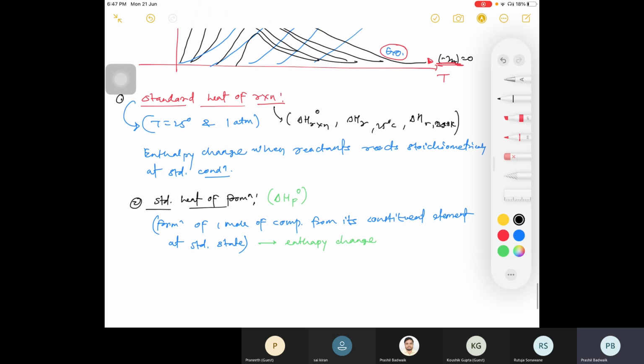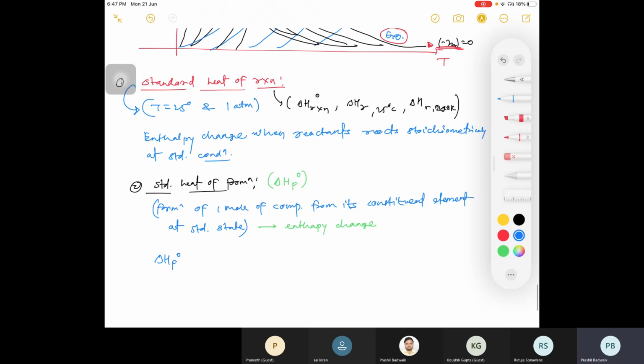I hope you know the standard heat of formation for a pure element is 0. Right. What pure elements do you know? Carbon, oxygen O2, N2, which are available in the atmosphere or in nature in whatever state they exist. If they are available in nature, we are considering it as 0. Okay, pure element is 0.